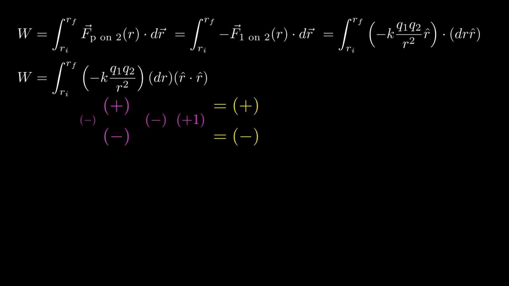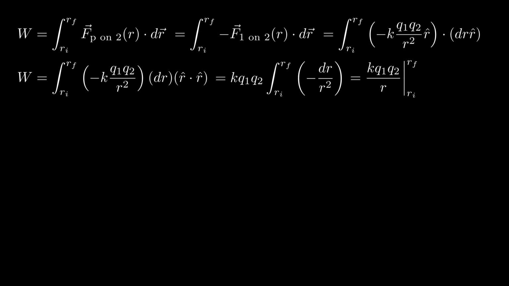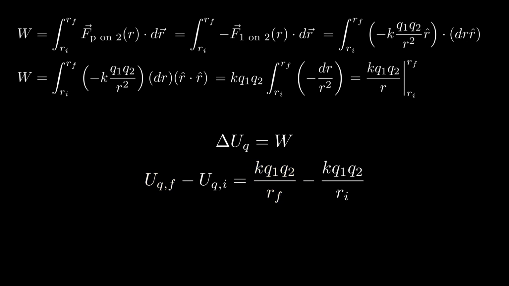Rearranging this equation and putting constants out front, the integral of negative dr over r squared is equal to positive 1 over r, with the bounds of the integration ranging from r initial to r final. We already established that the change in electrical potential energy of the system is equal to the amount of work done by the person on the system. Therefore, we conclude that U final must be k Q1 Q2 over r final, and U initial must be those same quantities over r initial. Just like with the gravitational potential energy example, since we have an initial and final on both sides of the equation, we can conclude that our final equation must be U equals k Q1 Q2 over r.